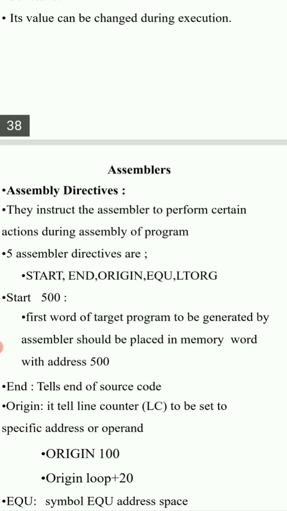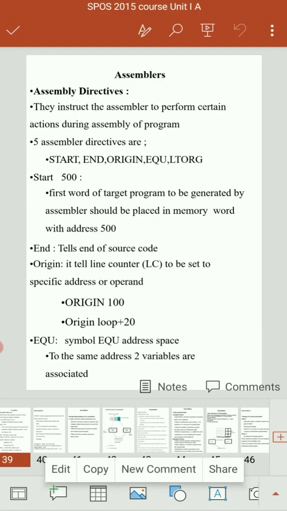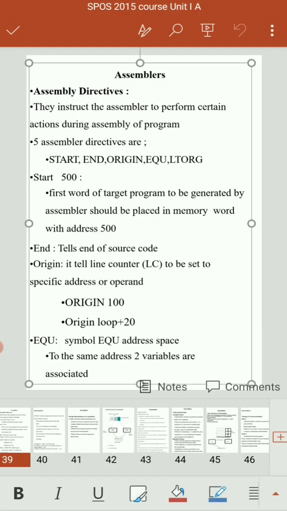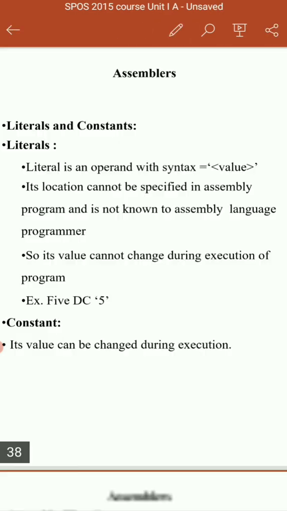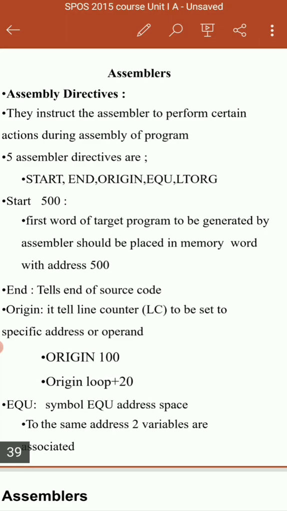START: if we write START 500, it means the first word of the target program generated by the assembler should be placed in the memory word 500. That means we can start the program with the address 500. And END, obviously, as the name defines, ends the source program.